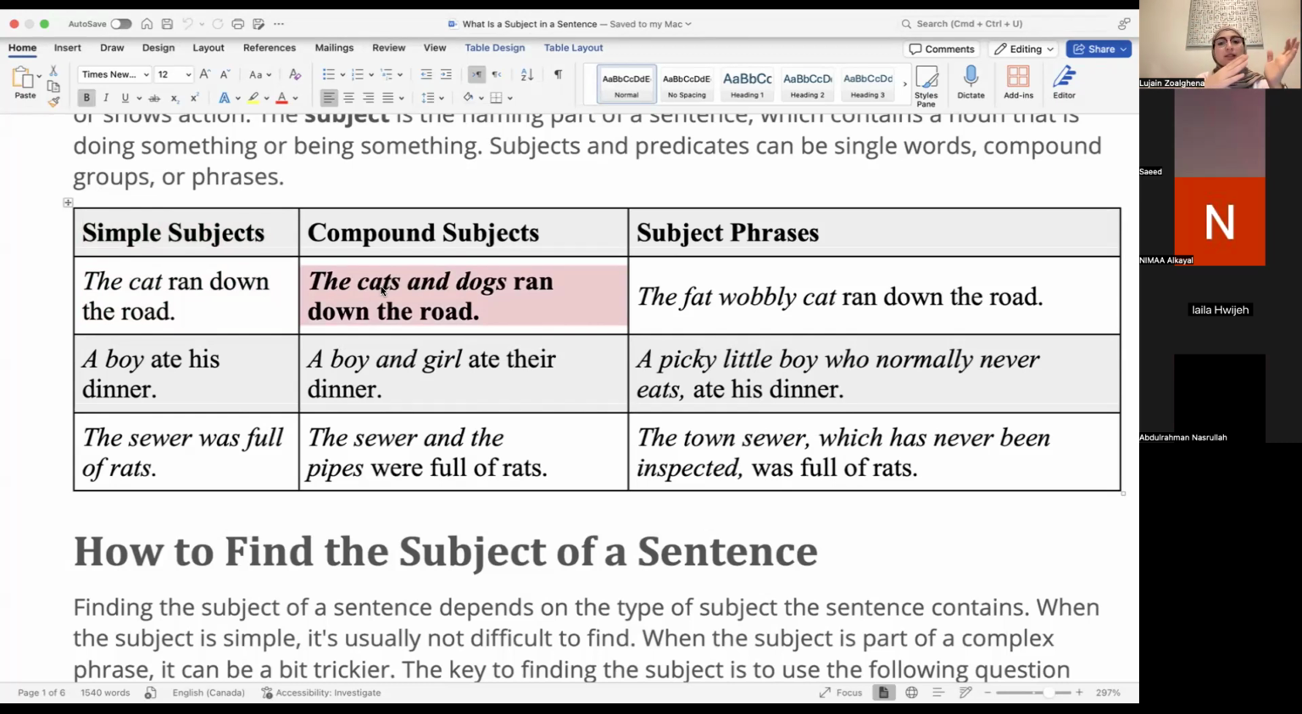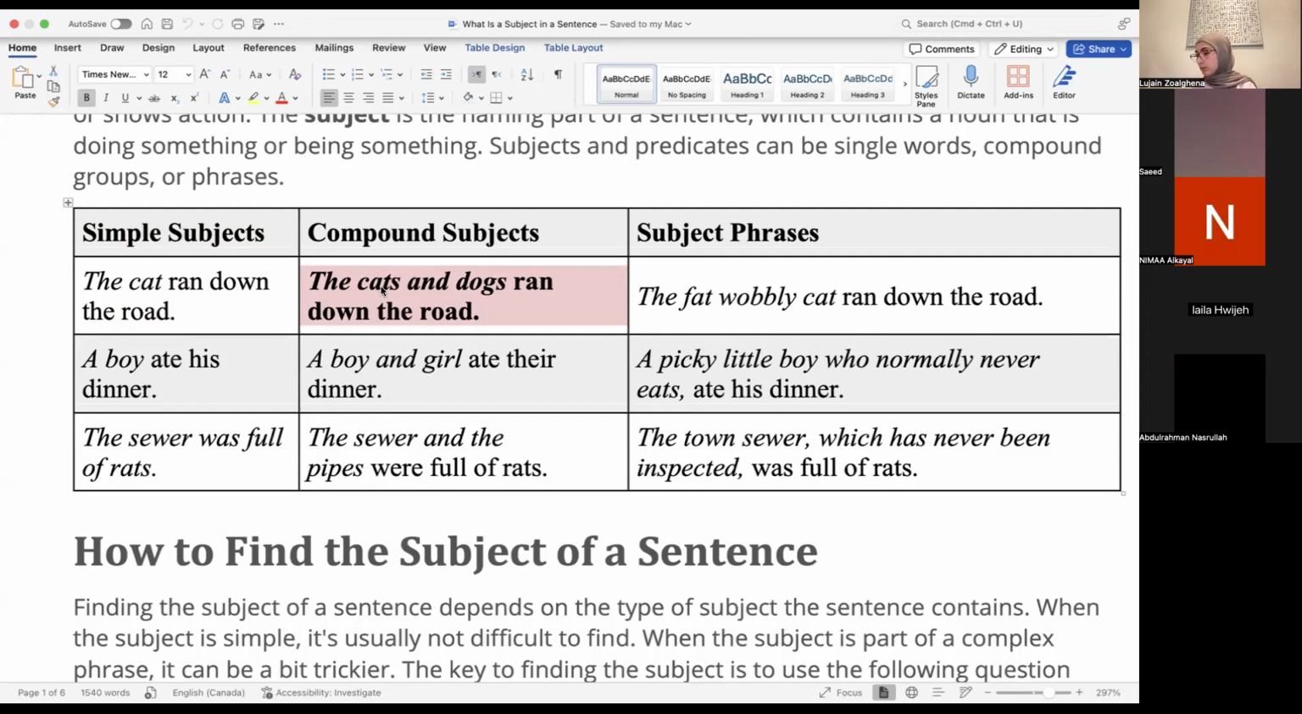How does it come as a subject phrase? It can be: the fat, wobbly cat ran down the road. So this is the phrase. You know the meaning of a phrase? It's not more than two verbs. So it's a phrase, the fat, wobbly cat. It has two adjectives over here, fat and wobbly, and cat. So the fat, wobbly cat, this is the subject phrase.